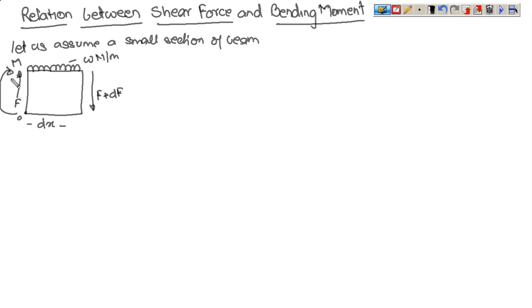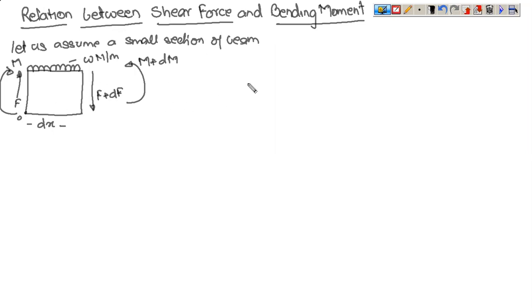If you have a moment of M acting at one end of the beam, to balance it, you have a moment of M plus dM acting at the other end of the beam. This dM has arisen out of the fact that you have covered a small distance dx. So after covering a small distance dx, due to change in distance, you will have a change in moment. So this M and M will cancel themselves, and you have a net resultant of dM which has been present due to this change in distance.